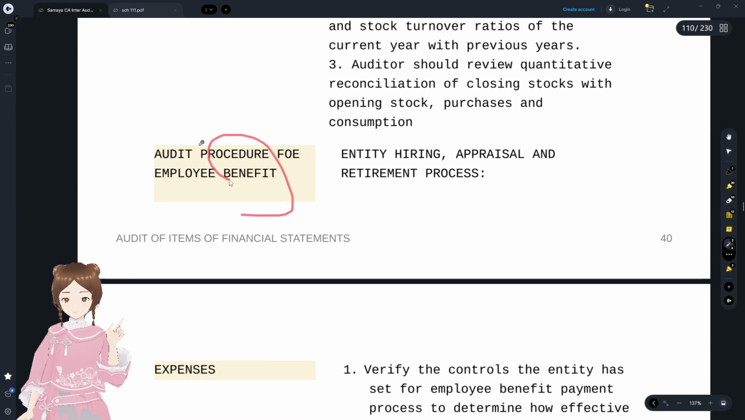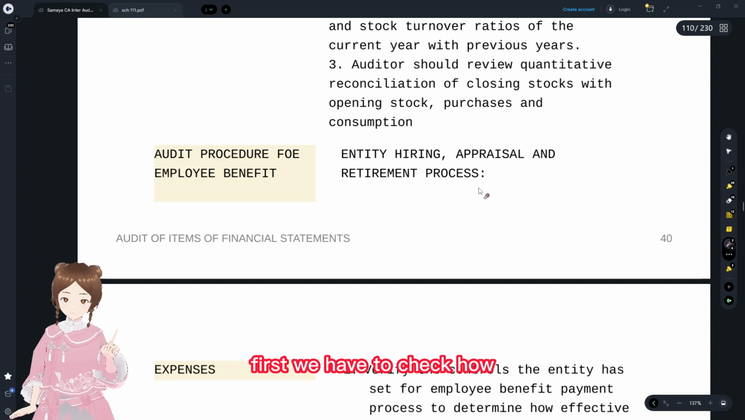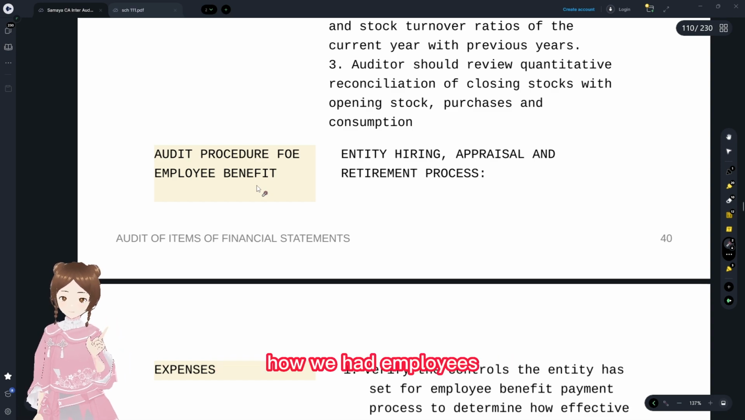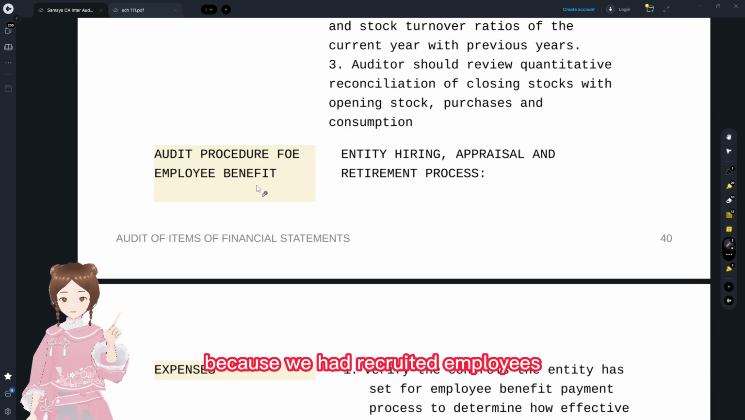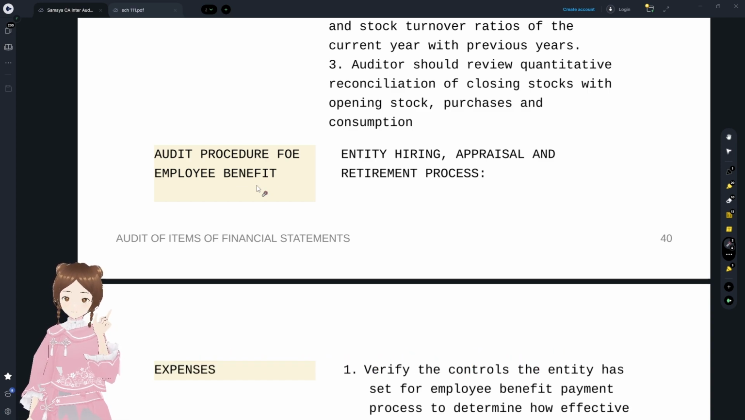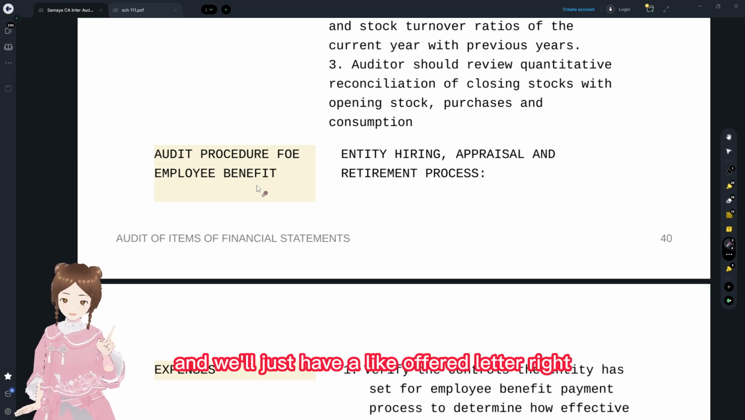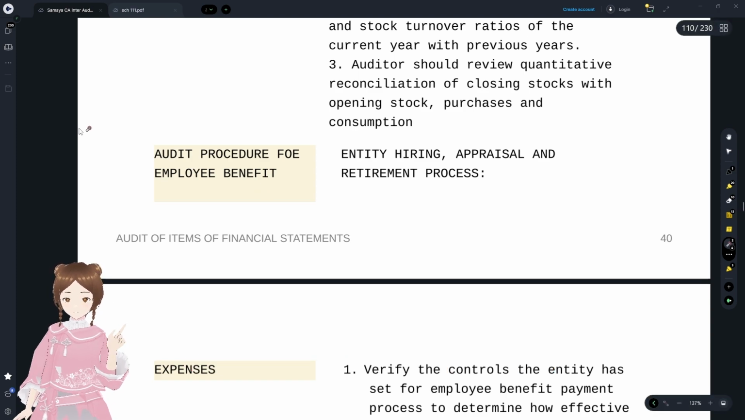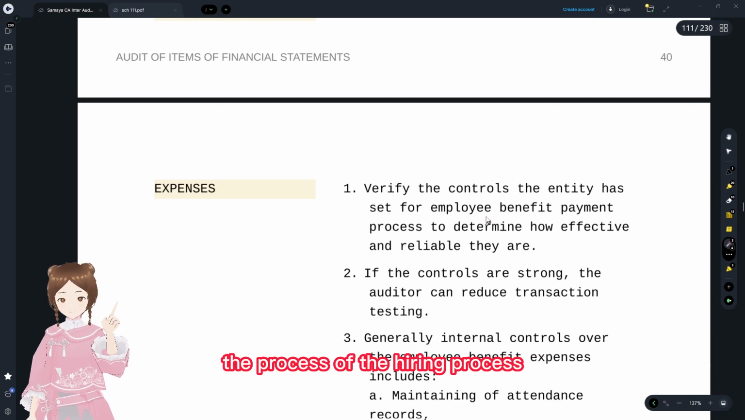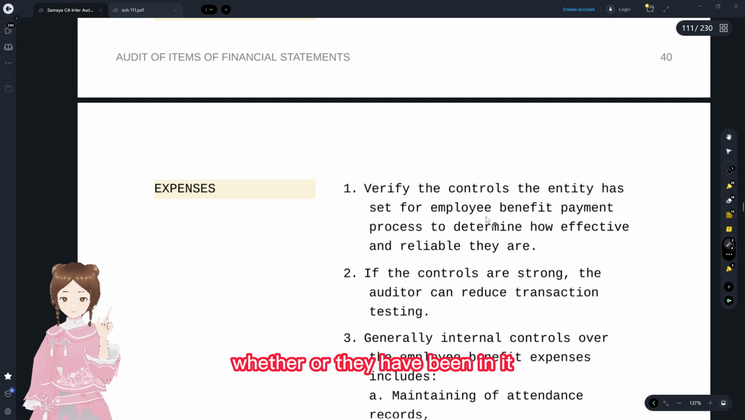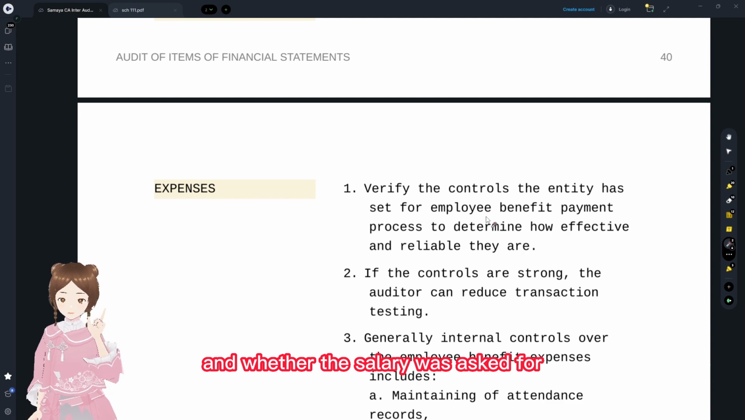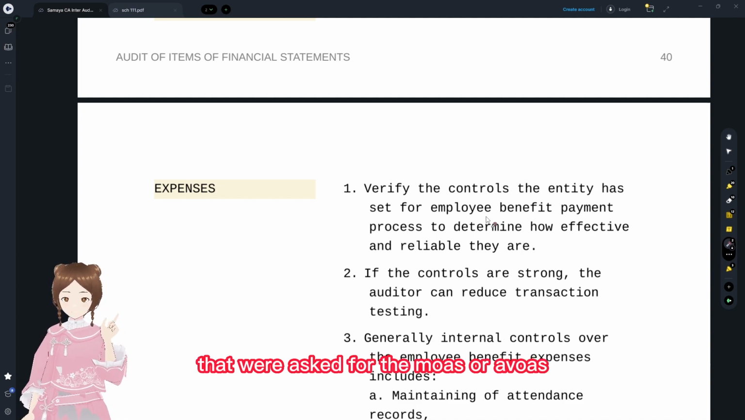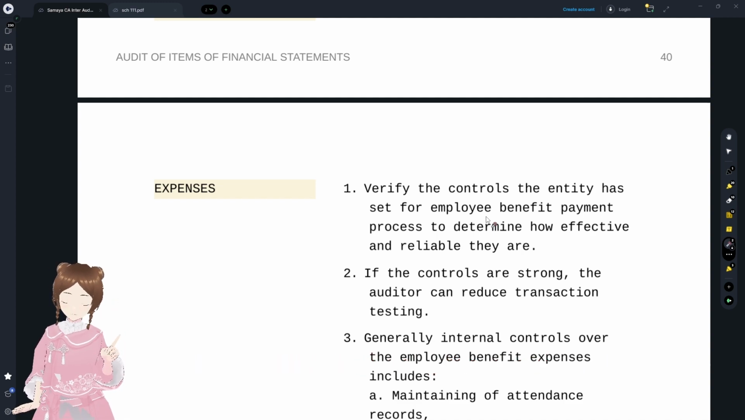And employee benefits. With regards to employee benefits, first we have to check how employee benefits would be raised. Employee benefits would be raised because we have some employees. How did we have employees? Because we recruited employees, through some hiring process, and we'll have an offer letter, right? And that is an agreement for service, etc. So we have to check all those agreements, the hiring process, whether any related parties have been employed, whether the salary was as per market terms or not, and whether any PFs or contributions were as per the MOAs or AOAs, and with regards to any kind of acts.